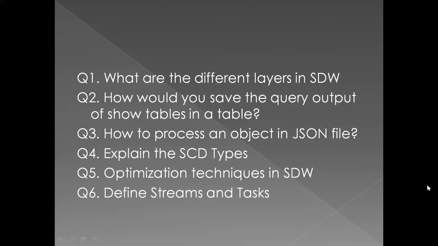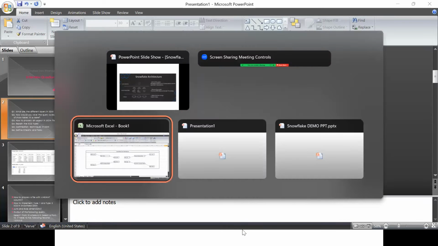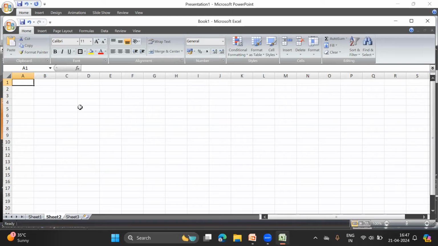The next question is, how would you save the query output of show tables in a table? In the Snowflake data warehouse, we have a command called show tables, right? Show tables is used to list all the tables in a specific database. We cannot do something like create table ABC as select star from show tables. This CTAS doesn't work in this way.